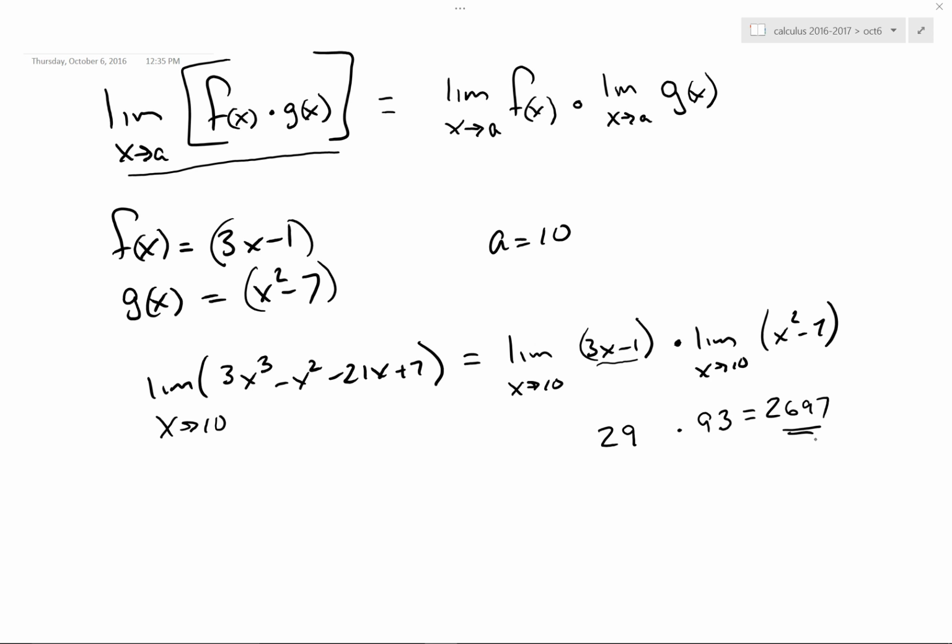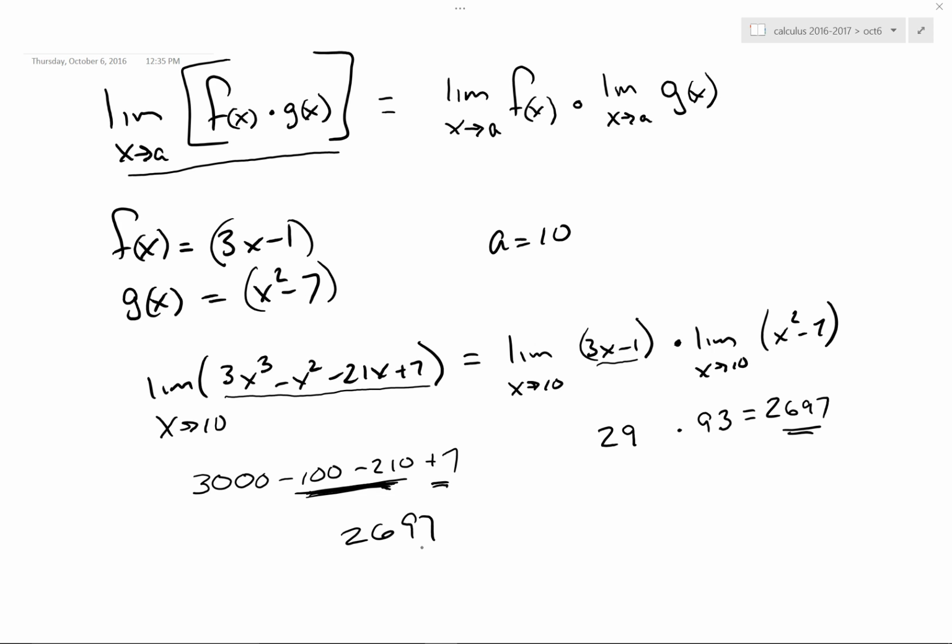Oh, that's handy. I wonder what would happen if you put 10 into this fellow. Well, you would get 3,000 minus 100 minus 210 plus 7. This is going to give me something like 2690 plus 7. 2697. And it really should work out both ways.